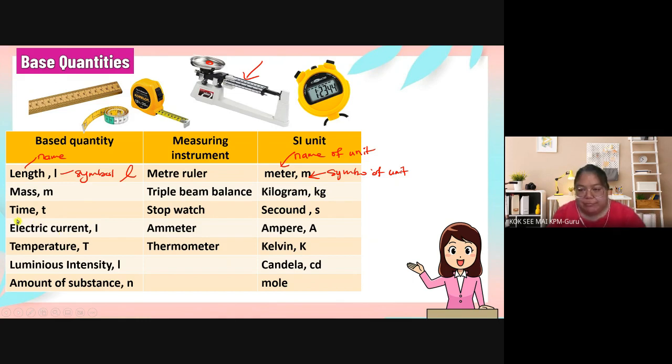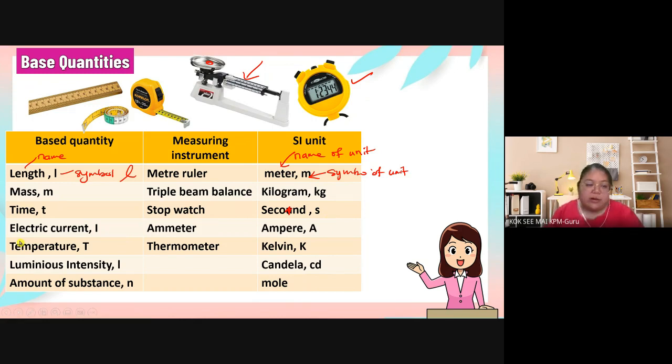Okay, time, we use small t as the symbol. We use a stopwatch to measure. So this is a stopwatch. Okay, after that, second. The symbol is s. We do not use minute or hour, but we use second. Second is the SI unit.